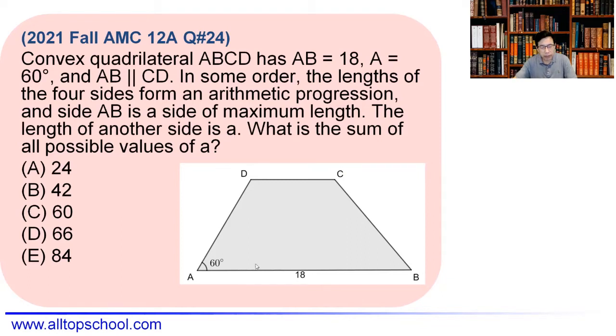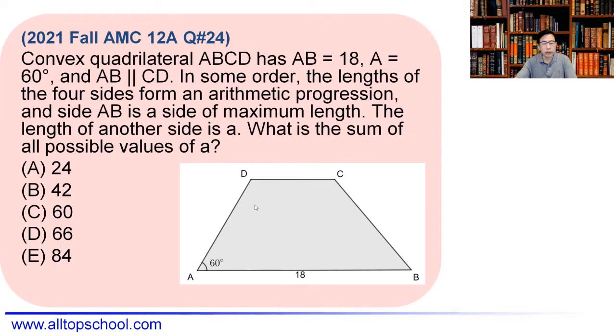So that means AB will be the bottom base. The other side could be any of these sides, AD, DC, CB. We want to find the sum of all possible values of A. So whatever the value of these sides, AD, DC, CB, satisfying this condition, we're going to find the sum of all of them. This is the multiple choice: 24, 42, 60, 66, 84.